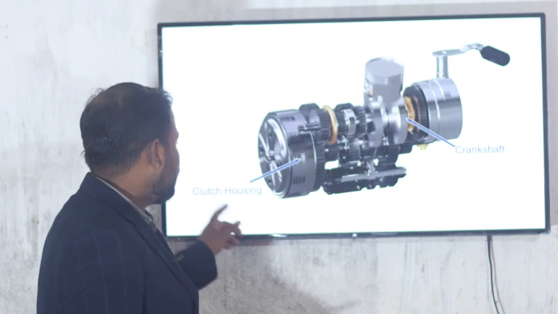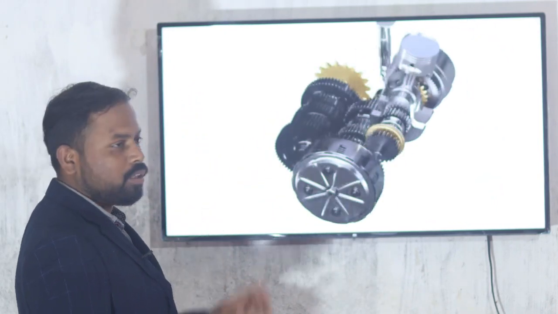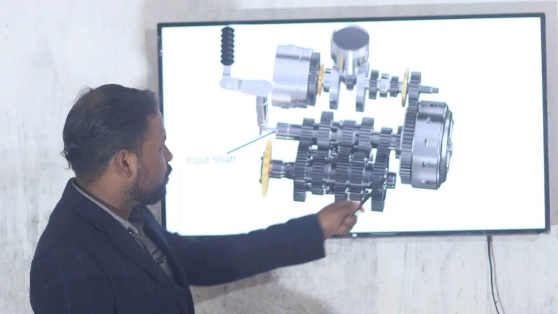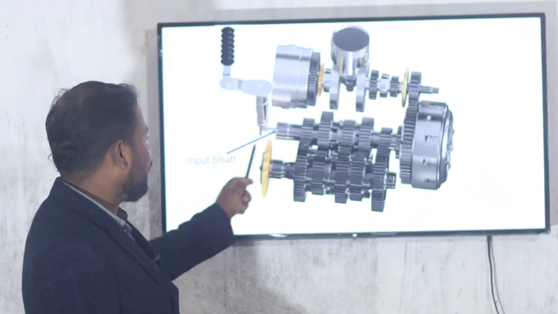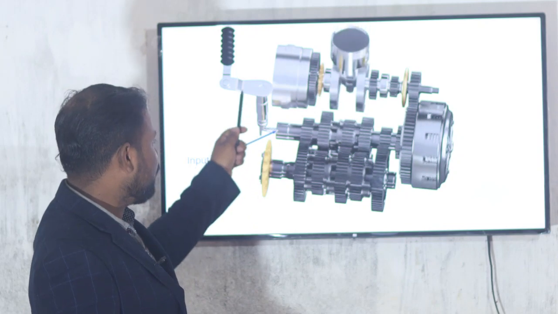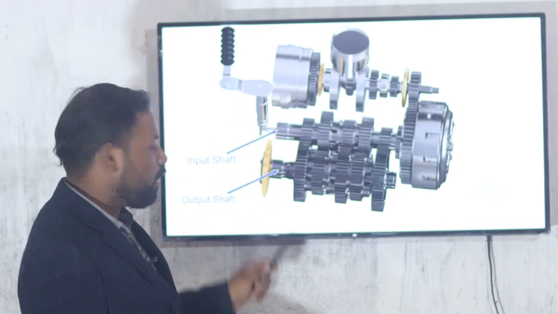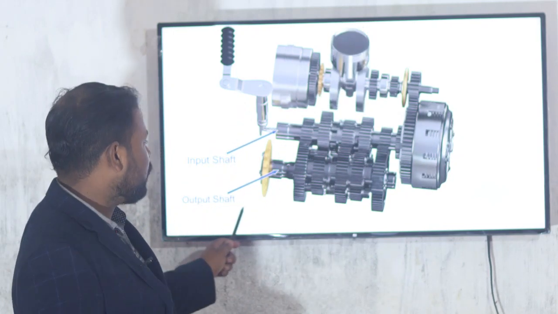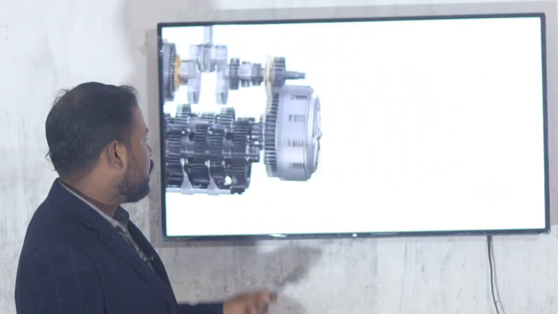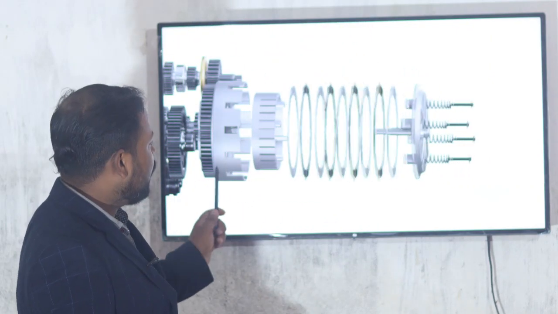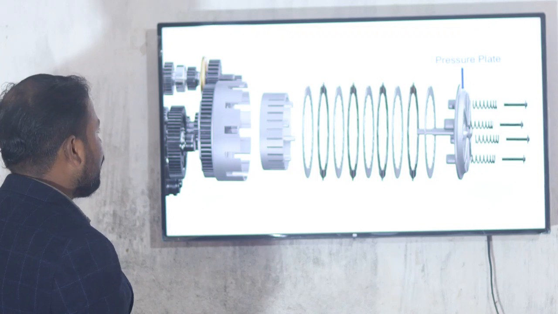This is called the clutch housing, and this one is the input shaft. When we apply the clutch, this will move. I will show you this. And this one is the output shaft, the output shaft of the gearbox. Now this is the disassembled view of this part.